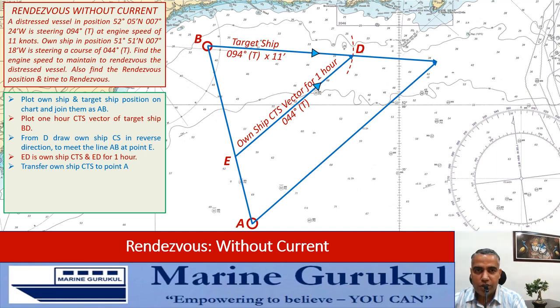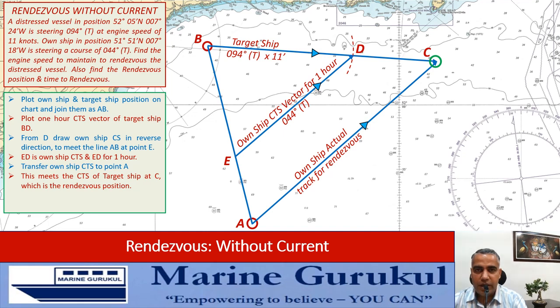We have the own ship track now in our plot. The position where the own ship track meets the track of the target ship is represented by point Charlie, point C, and a green circle on the screen. This point Charlie, C point, is the rendezvous position of the ships.